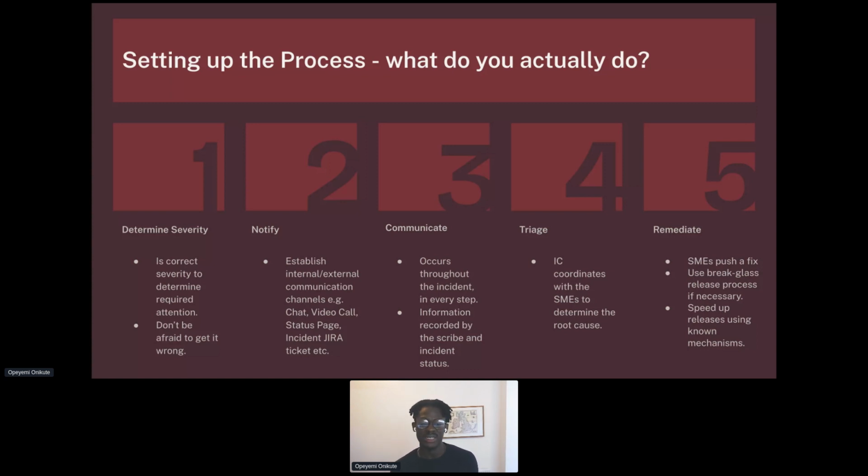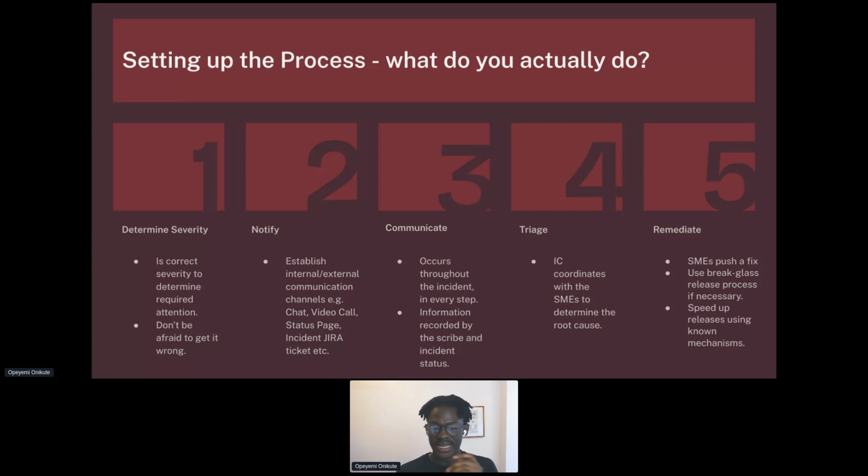And then next you need to triage, right? This is about resolving the incident, right? So the actual action, that's where it happens, where you are going to actually troubleshoot the problem. So the incident commander's role is to coordinate all the SMEs to determine what the root cause is and to fix it. So after you determine the root cause, now is time to remediate, right?